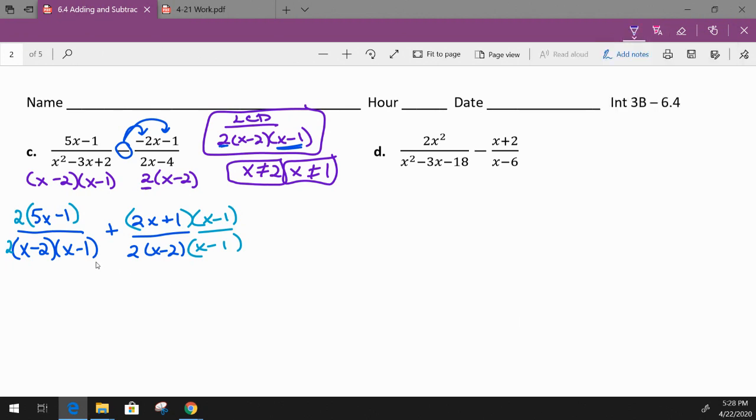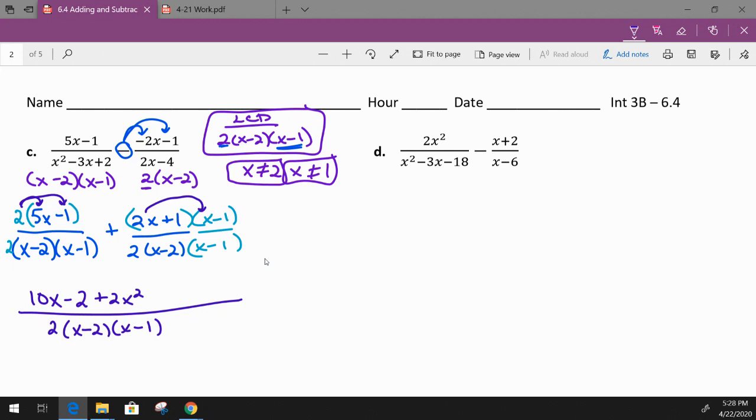All right, so now we have to simplify the numerators. And we can make this all one fraction now with our denominator of 2 times x minus 2 times x minus 1. Distribute the 2. So I'll get 2x minus 2 there. But in this next one, we have a binomial times a binomial. So you're going to have to distribute the 2x to the x, which will be positive 2x squared. The 2x to the negative 1, that's going to be negative 2x. 1 times x is a positive 1x. And then 1 times negative 1 is a negative 1.